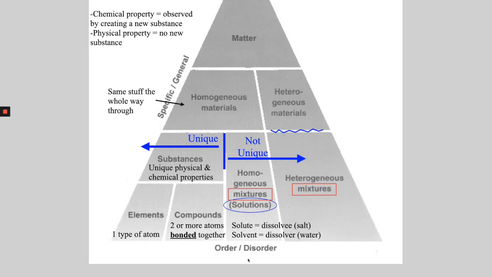Groovy? We're almost done. You guys good? Last one. So guys, the last thing we need to talk about then is heterogeneous. Heterogeneous is many types of matter.